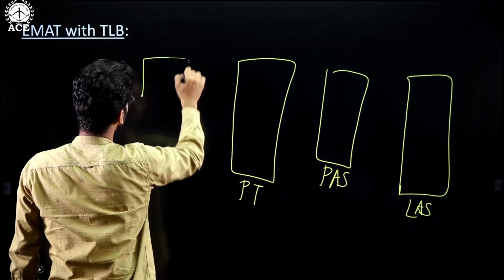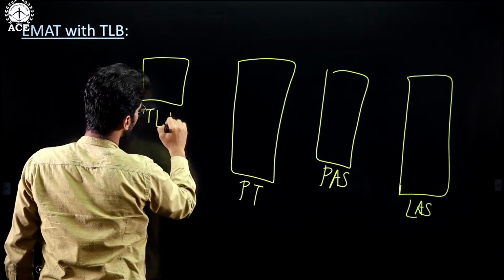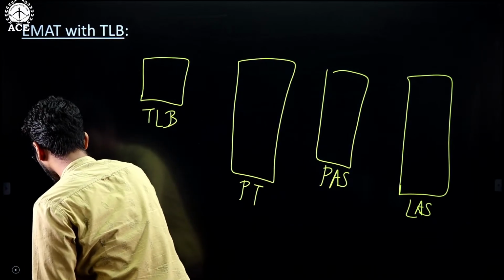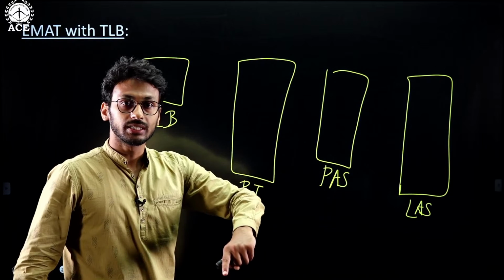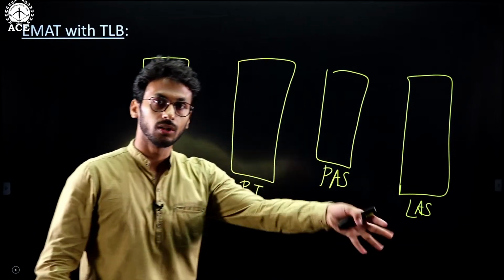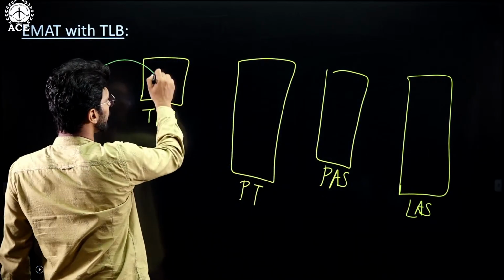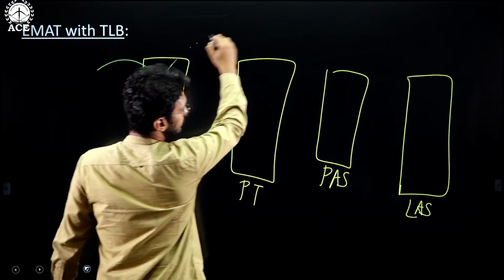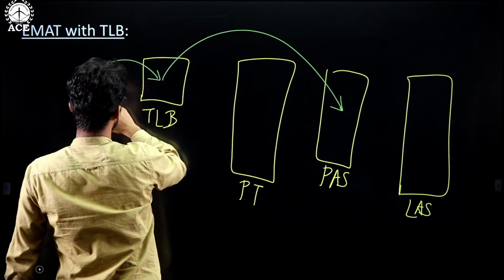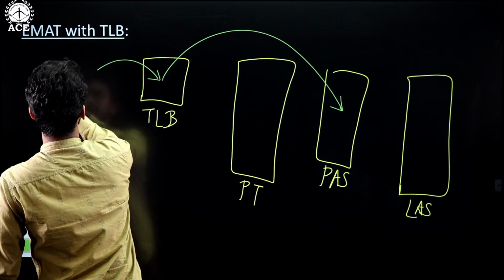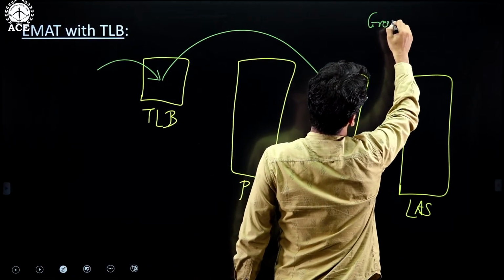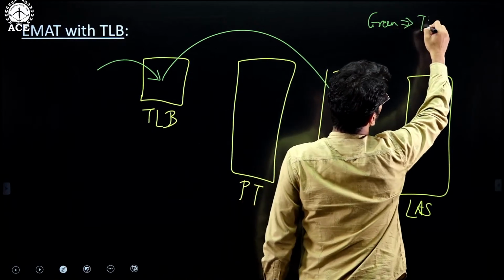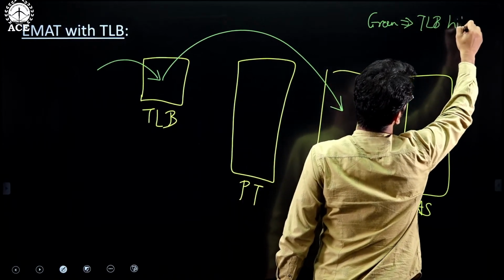Just draw a TLB, translation lookaside buffer. So what will happen in this case? With a TLB, you need to consider the TLB hit ratio and TLB miss ratio. If there is a hit in the TLB, you will access that page directly. Green color indicates TLB hit.